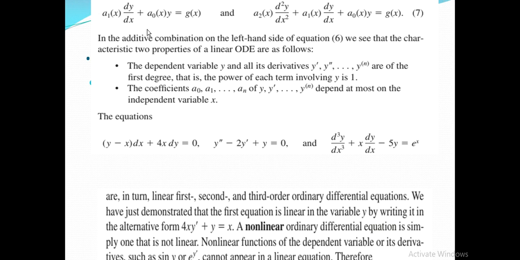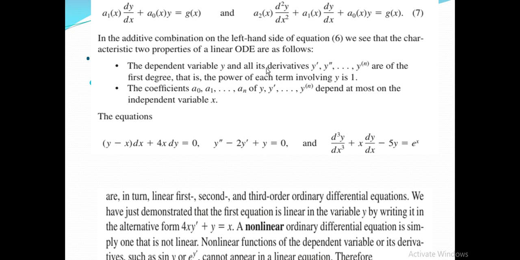a1 of x dy by dx plus a0 of x y equals u of x, and a2 of x d square y over dx square plus a1 of x dy by dx plus a0 of x y equals u of x. In the additive combination on the left hand side of equation 6 we see the characteristic of two properties of linear ODEs as follows.